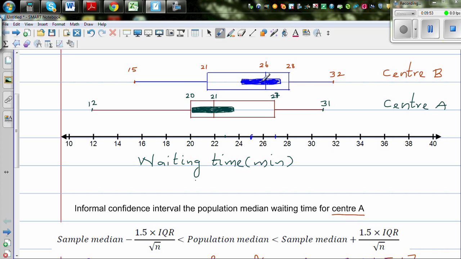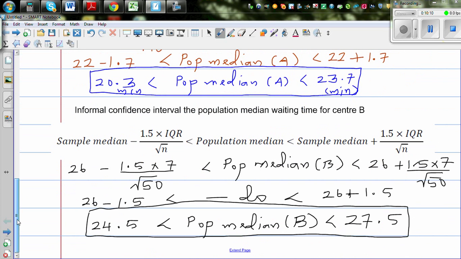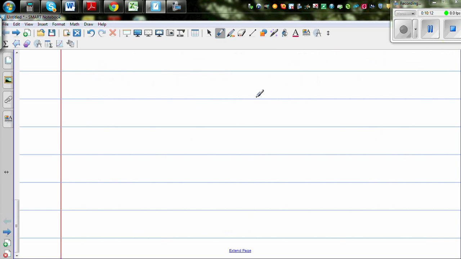So looking at the confidence intervals for the median of these two centers, what can we see? This is 27.5. Here you can see there is no overlap. Okay, so I'm going to make the final conclusion.